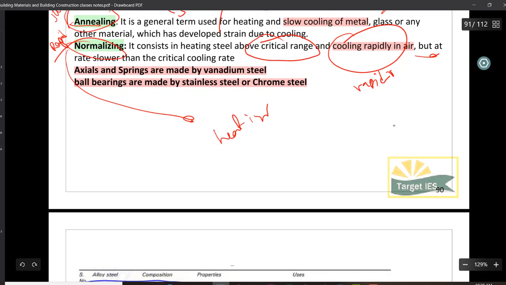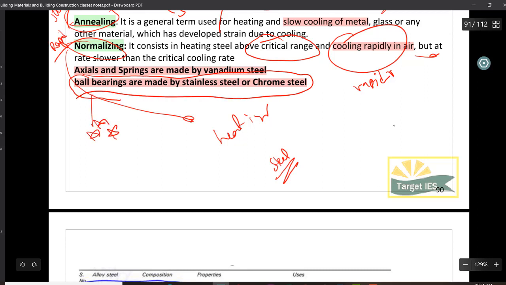Done? You will remember. And there is a very frequently asked bit even in ESE. It could be asked as match the following: which of the steel is used for which purpose? Okay, remember this, very important. Ball bearings, whatever you are seeing, are generally made up of stainless steel or chrome steel. Very important bit.